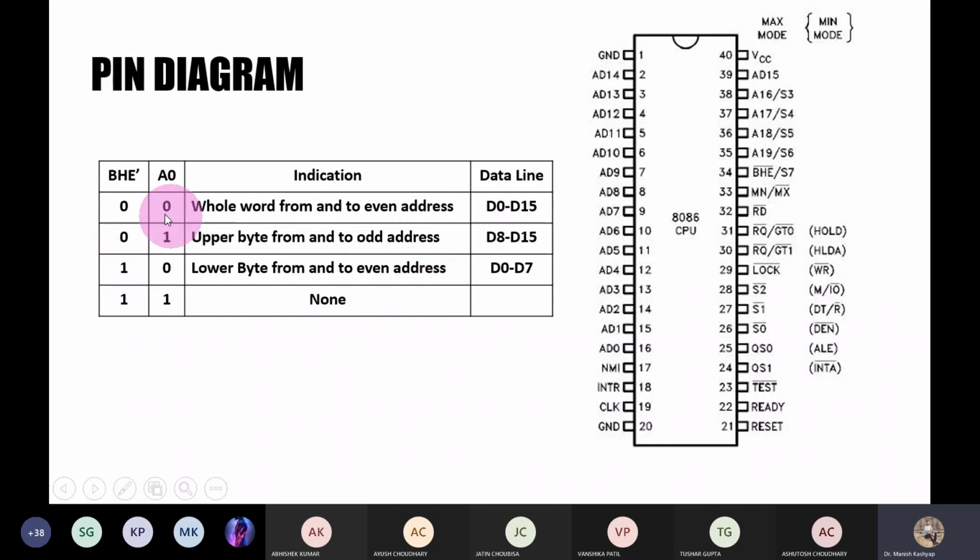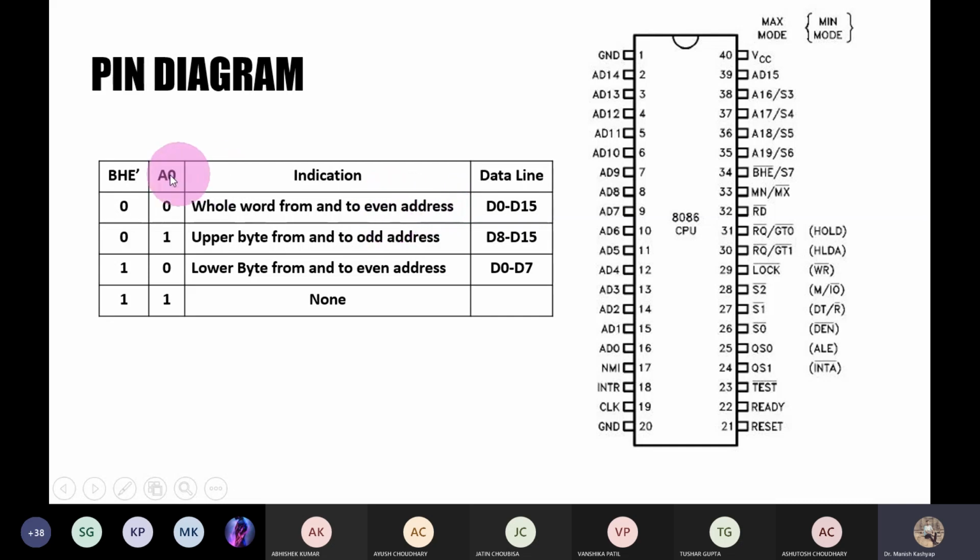So let us read the interpretation of this. If the value of BHE bar is 0, which means the value of BHE is 1, and A0 is 0, that means an even address is getting used, and bus high enable is activated. A 0 value for a signal which has a bar means that the signal is activated. So what is the interpretation in this case? The whole word from and to the even address will be used, right?